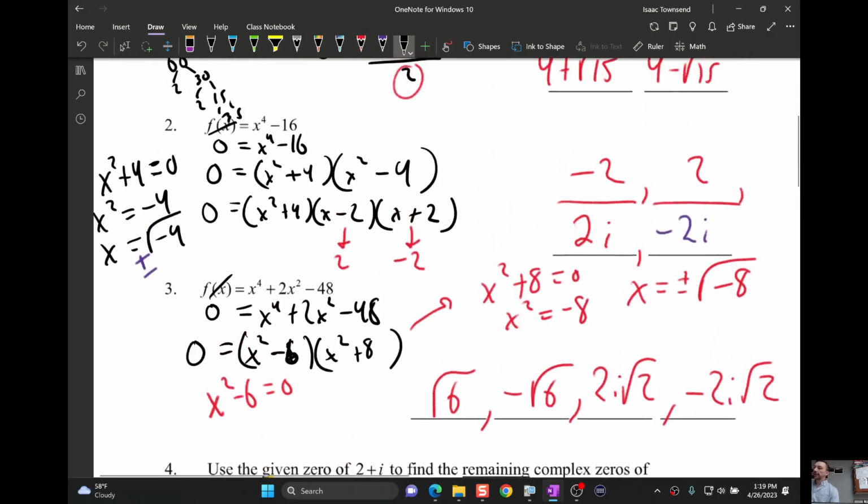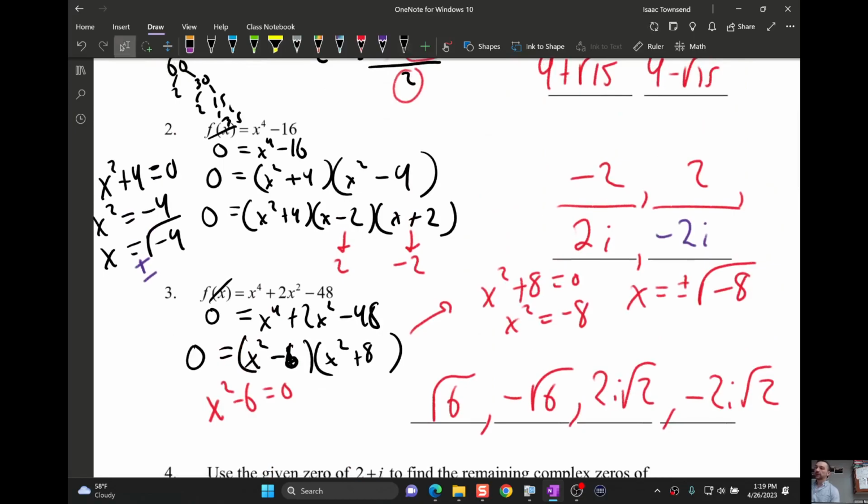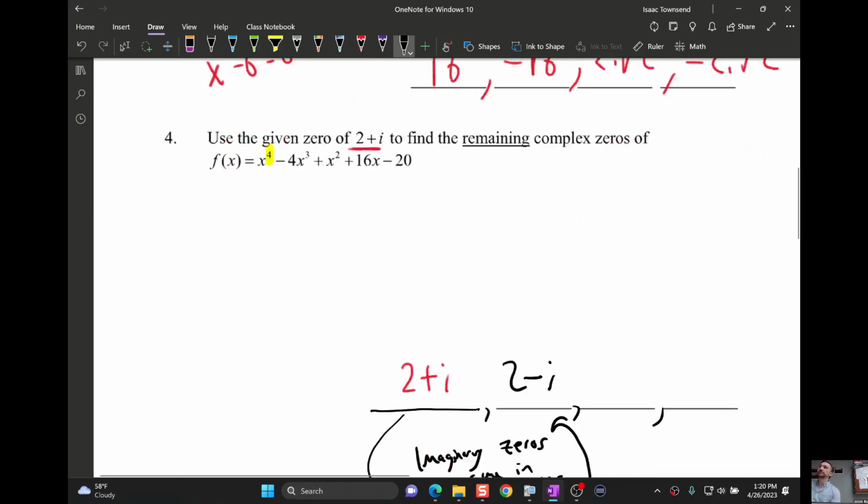Now sometimes you just accidentally discover it. Like look at question 2. We had 0 plus 2i and 0 minus 2i. Imaginary zeros came in conjugate pairs. Question number 3, we had 0 plus 2i square root of 2 and 0 minus 2i square root of 2. Imaginary zeros always come in conjugate pairs.